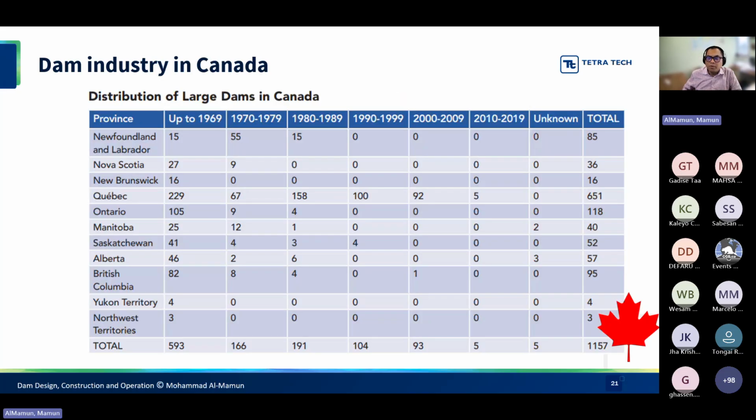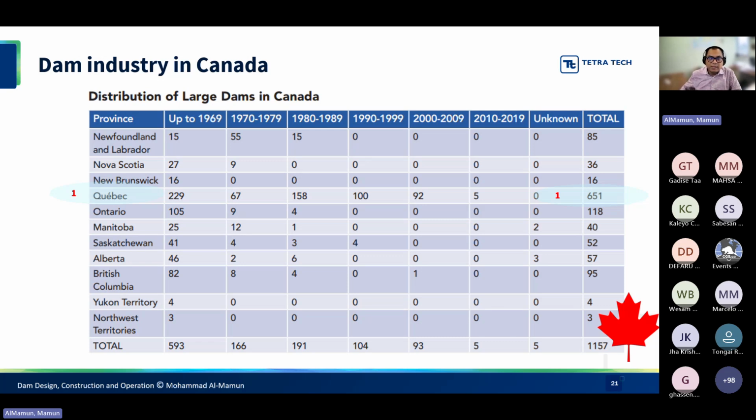So again, before I move on, the Canadian landscape. The most dams we have is in Quebec, number one. These are the large dams, but there are more dams that are not as large. In terms of large dam inventory, we have over 600 large dams in Quebec. And as most of you know, hydropower is their main source of energy. So it's pretty big there.